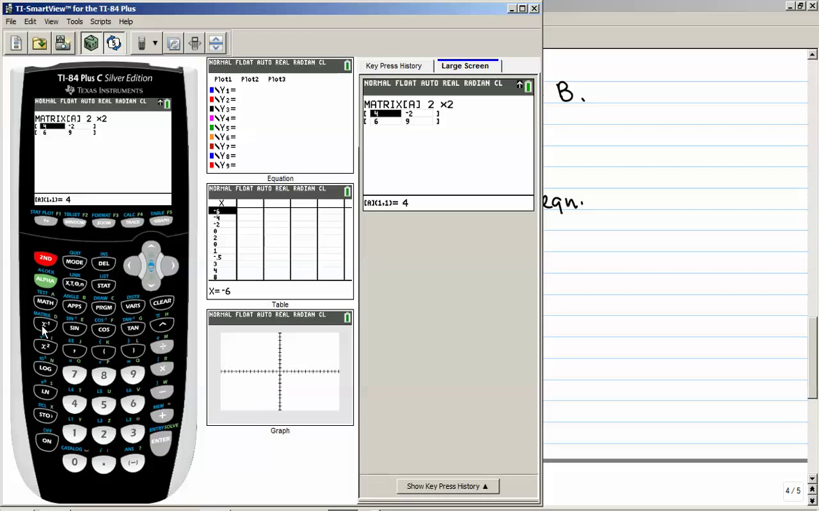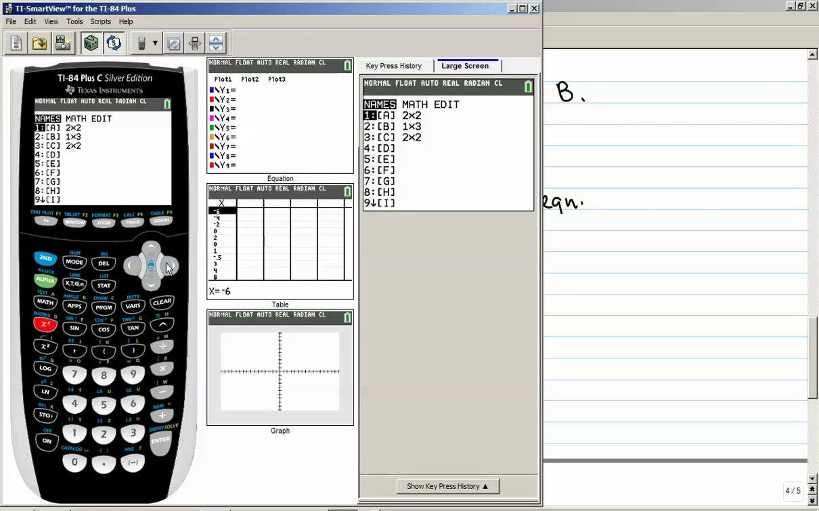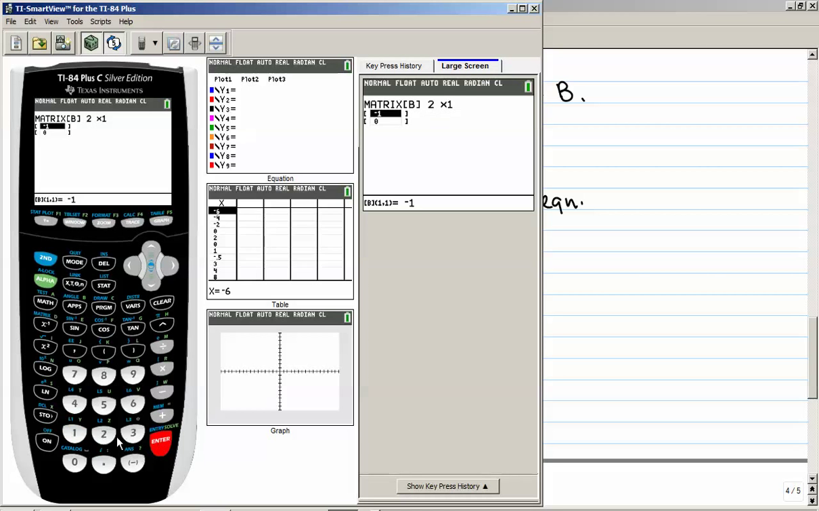And let's go back and change matrix B. I'll go over and edit B. And matrix B has 2 rows and 1 column. And it had the numbers 22 and -3. So let's quit and go back to our main screen.